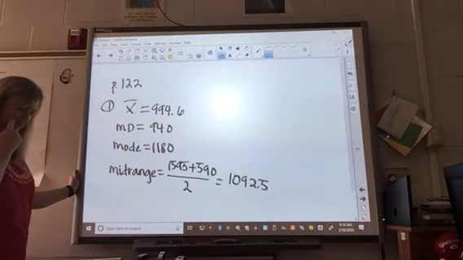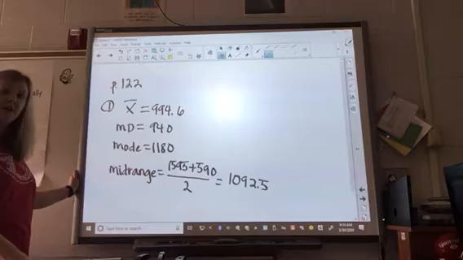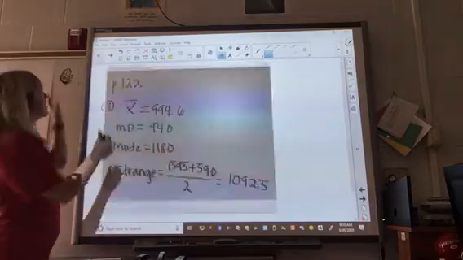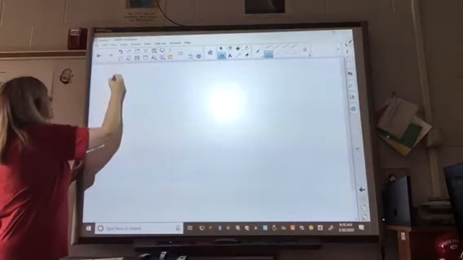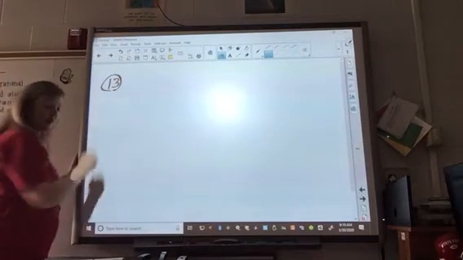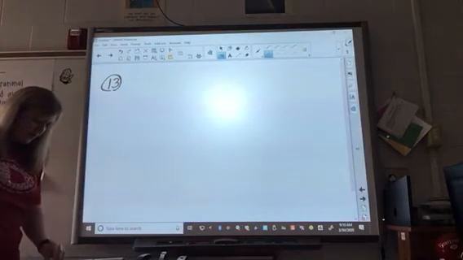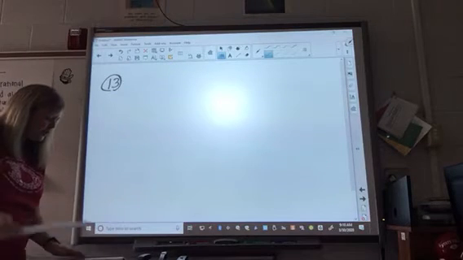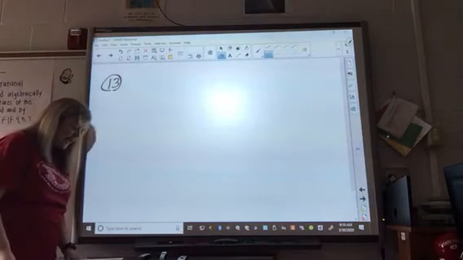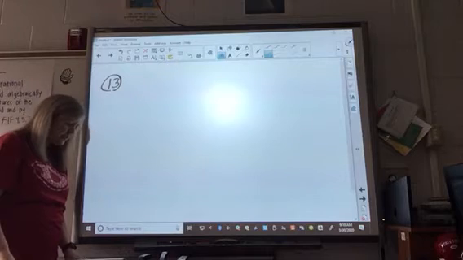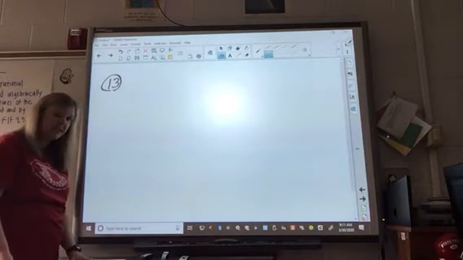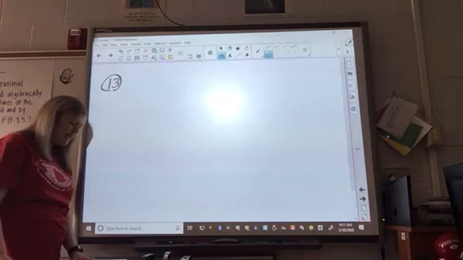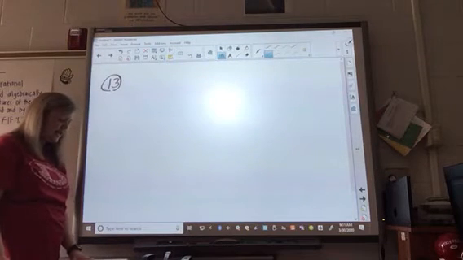Alright, let's jump down to number 13. Number 13 is on page 124. It says a random sample of bonuses in millions of dollars paid by large companies to their executives is shown. Find the mean and modal class for the data.